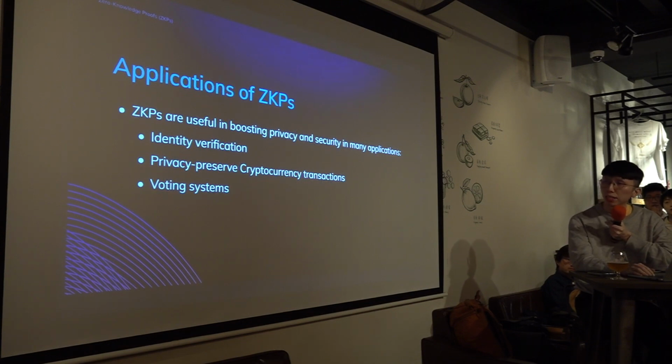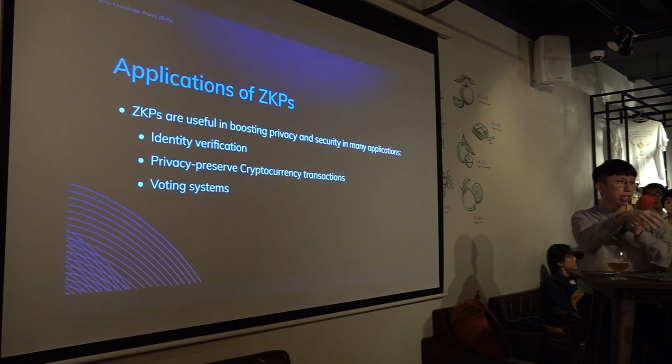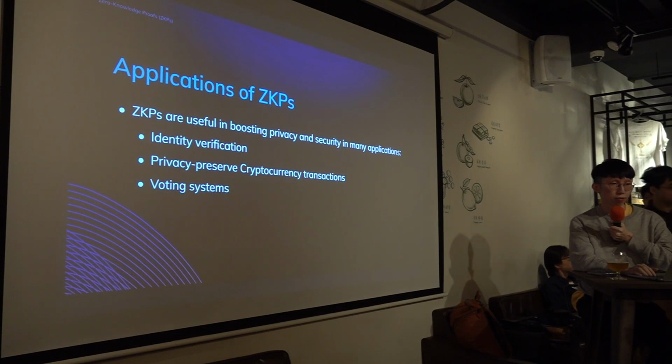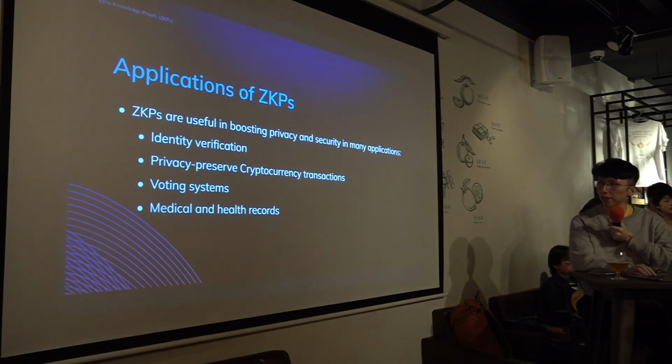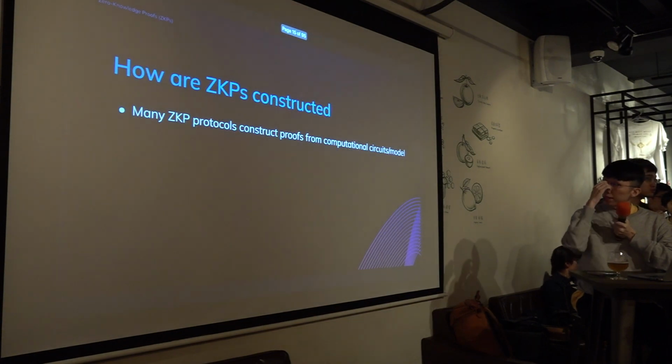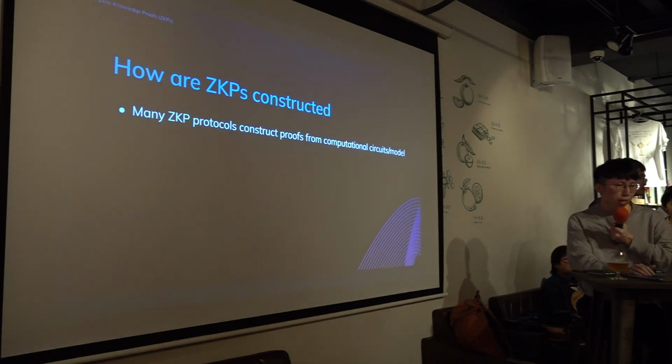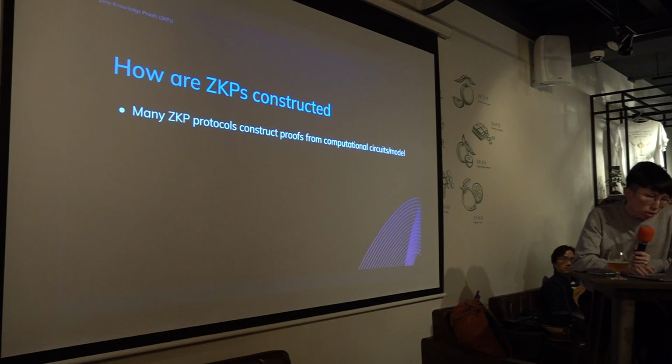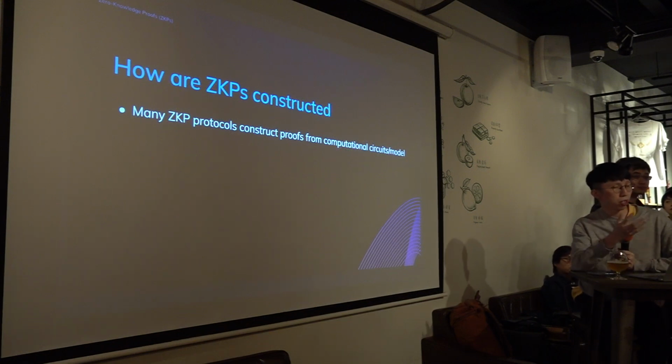And it's also pretty useful in other scenarios like voting, because when you're voting, you don't want to show anyone who you're voting for. But you also want to verify that your vote is in the ballot box when they're counting your votes. So this is another useful case of ZKP. There are other applications of ZKPs. And many of these ZKPs are constructed using some sort of circuits or model.